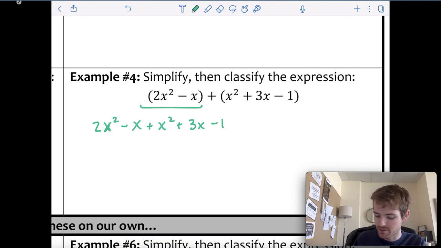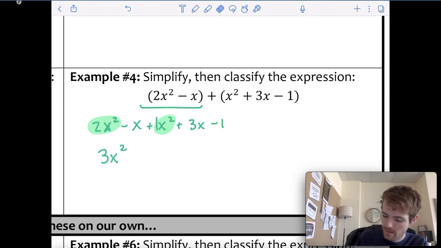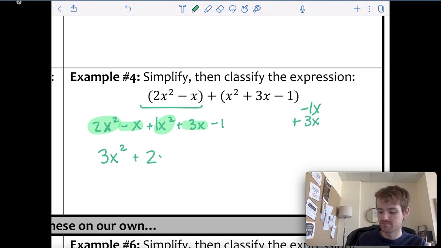Now we can combine like terms. Here I see a 2x squared and an x squared. Remember, when we don't see a number, there's that invisible 1. So when I combine those, I'll get 3x squared. Then I see this -x and this plus 3x. Well, -1x and a plus 3x, that's going to end up being a positive 2x. And then I just have that -1.